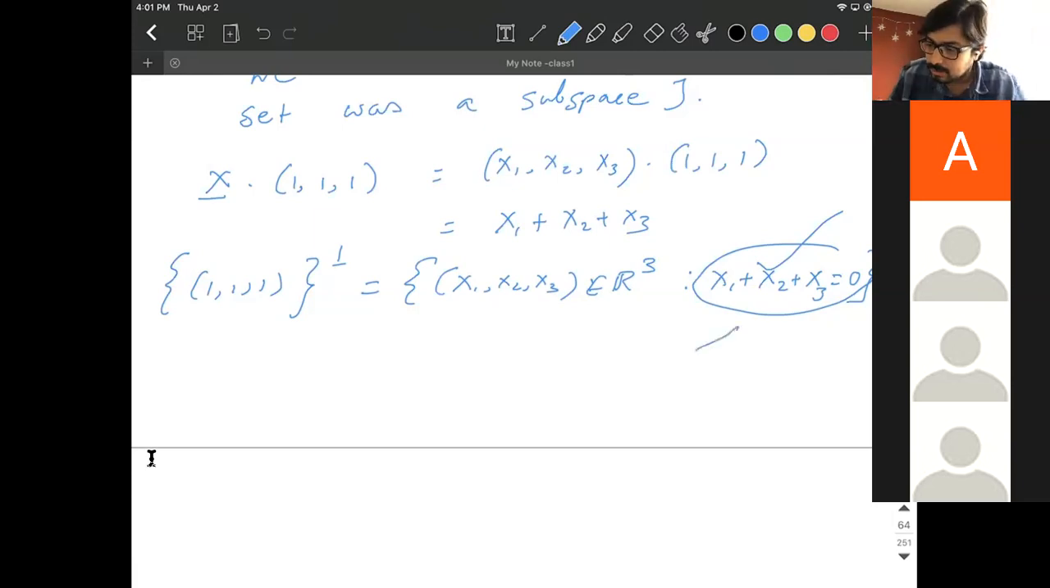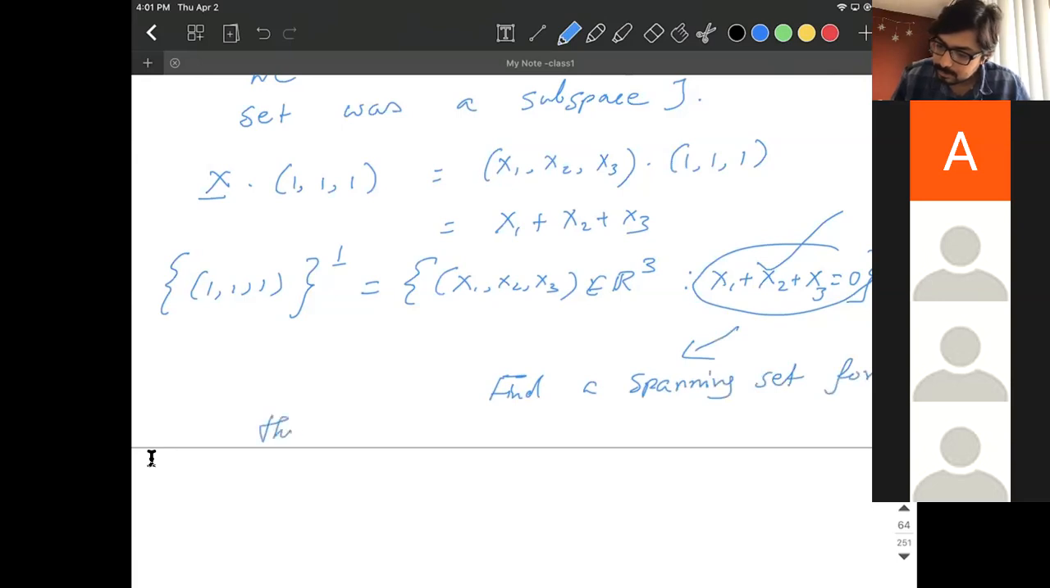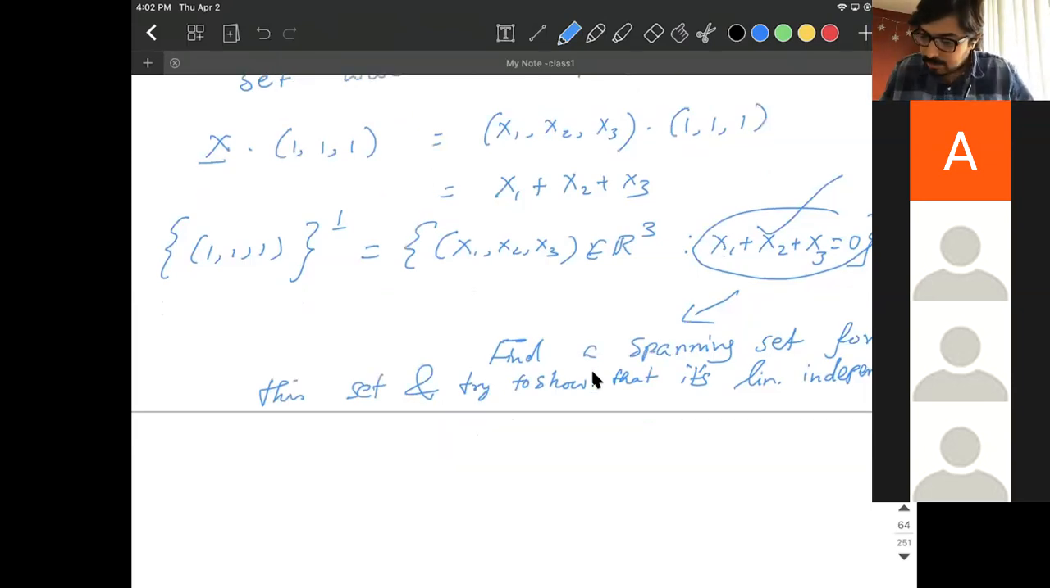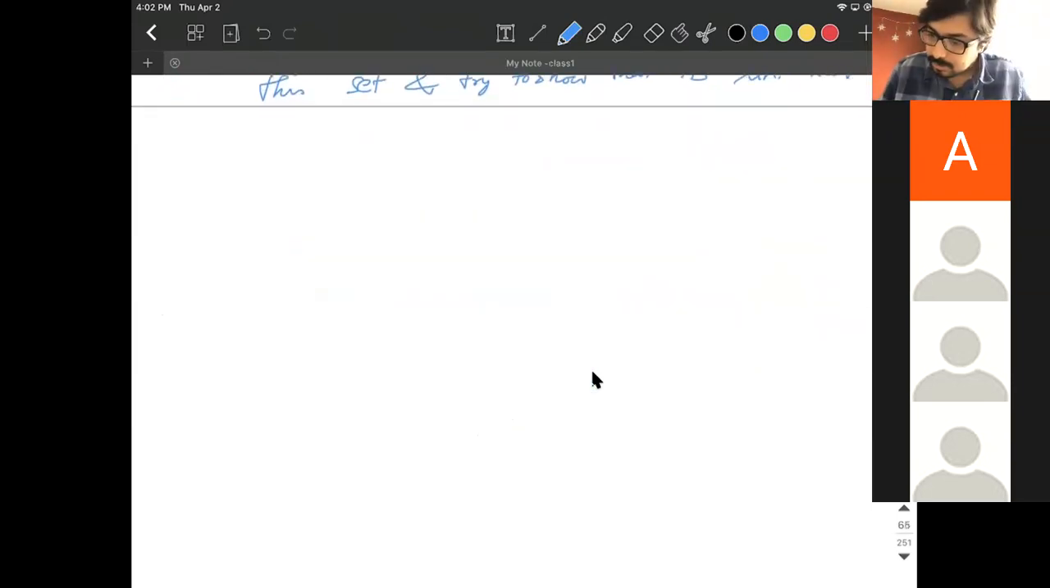So find a spanning set for this set and try to show that it's linearly independent. That would be a basis. I can say that much, otherwise I will end up solving the whole problem. Anyway, let's carry on with today's class.